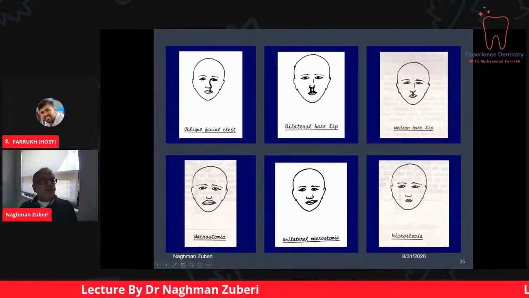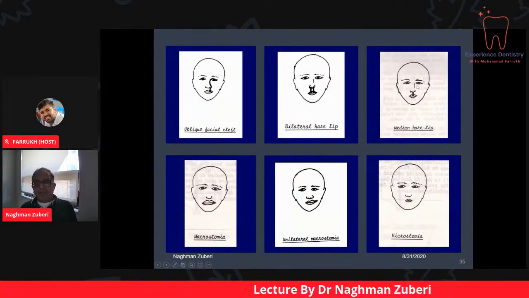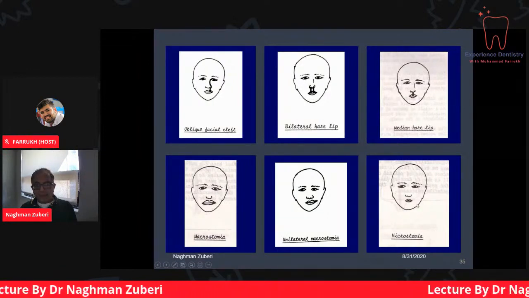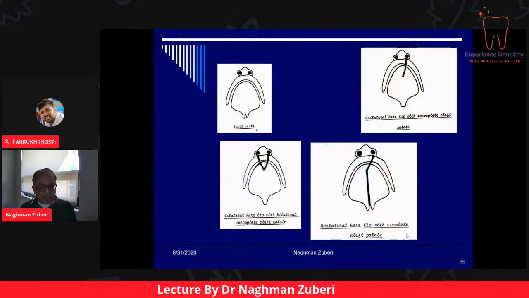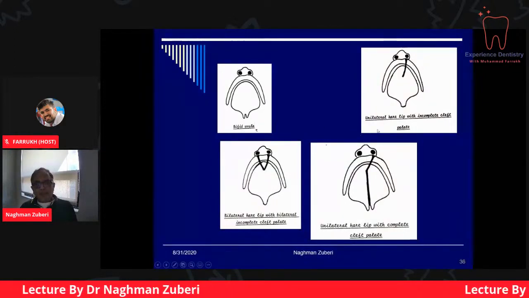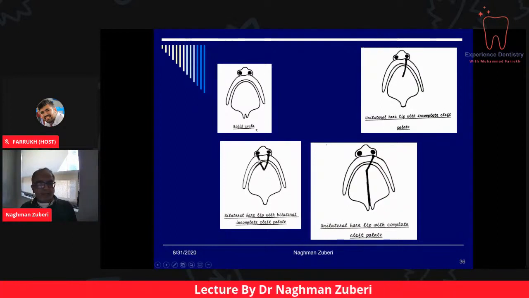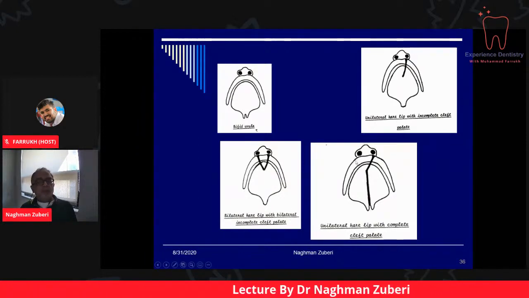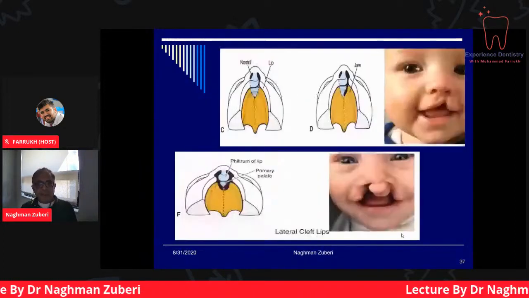At times, oblique facial clefts may occur. Different types of clefts: bilateral hair lip, median hair lip, microstomia, unilateral macrostomia. All these may occur. Bifid uvula, as I told you, unilateral hair lip with incomplete cleft palate, and bilateral hair lip with bilateral incomplete cleft palate, or a through and through unilateral. It could be through and through bilateral as well, as I have already mentioned.